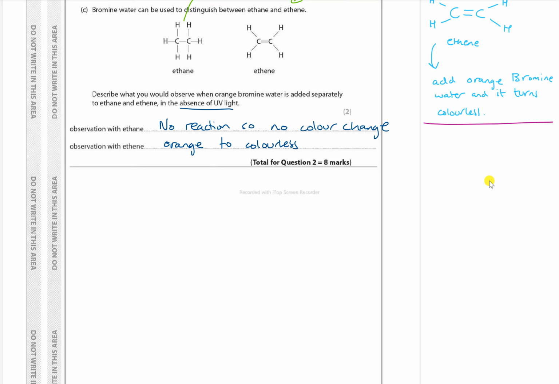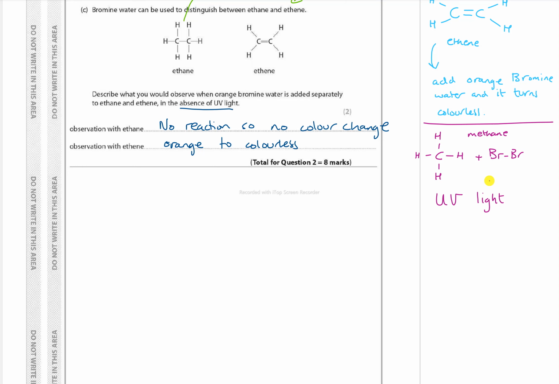Now, if you want to react, let's just use methane. It's an alkane. If you want to react an alkane to bromine, I'm going to separate it like this, Br-Br, you have to have UV light.